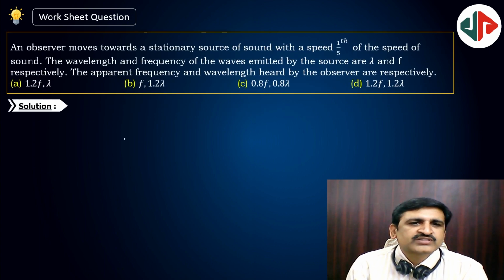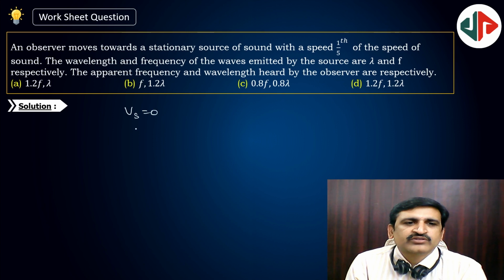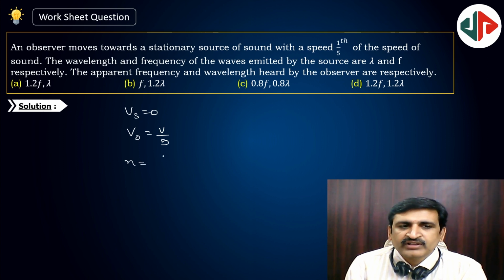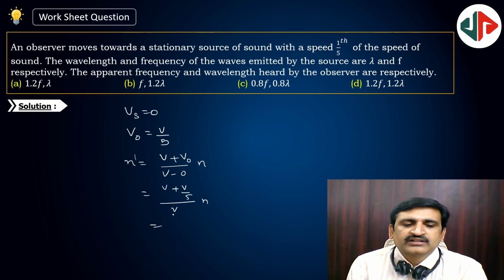An observer moves towards a stationary source. Vs is equal to 0, V0 is equal to V by 5, V is the speed of sound. The wavelength and frequency of the waves emitted by the source are lambda and f. The apparent frequency and wavelength heard by the observer is approximately? Apparent frequency n dash is equal to V plus V0 by V minus Vs into n. So V plus V by 5 by V into n, that is 6 by 5 n, which means 1.2 n.